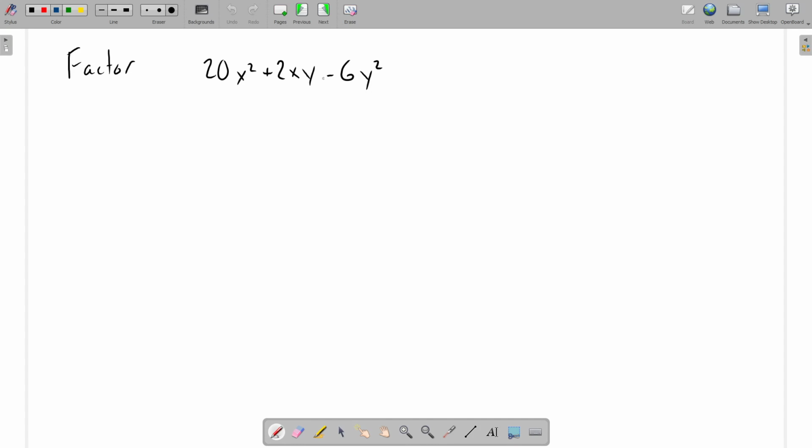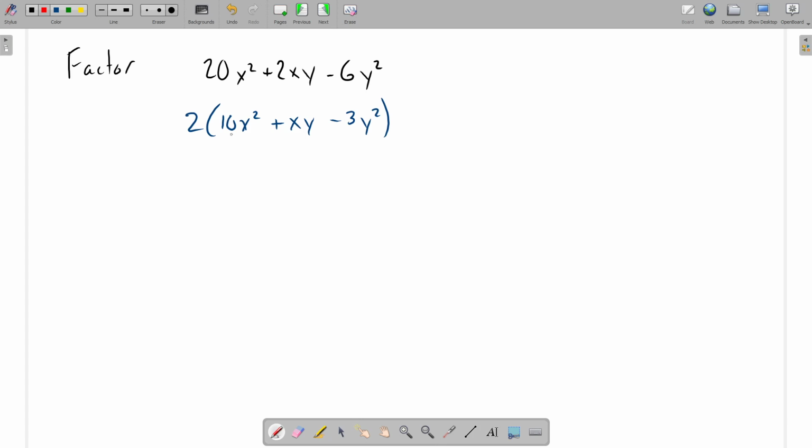In this 2-minute math video, we want to factor this trinomial. Before we do anything, we should always look and see if there is a greatest common factor to maybe make some of these numbers smaller. And in this case, there is. There is a 2 that is a greatest common factor of 22 and -6. Let's pull that out first. If we pull out a 2, we're left with 10x squared plus xy minus 3y squared. This is going to make this a little bit easier for us.